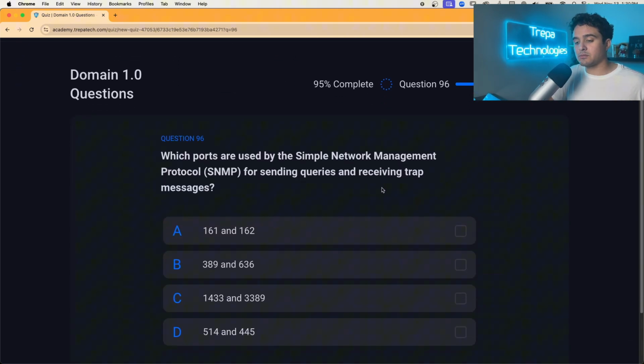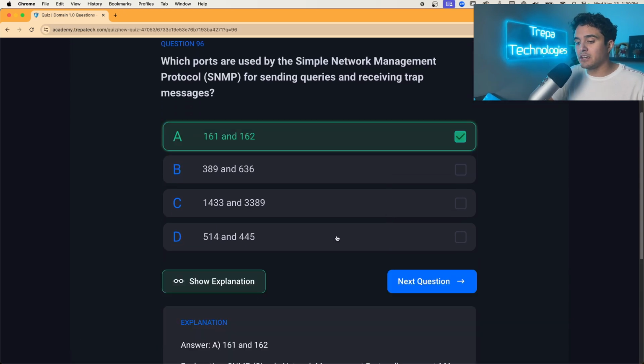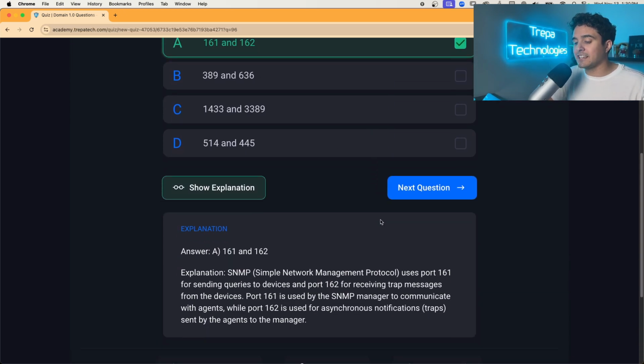Question 96. Which ports are used by the Simple Network Management Protocol for sending queries and receiving trap messages? So SNMP, right? What are the SNMP port numbers? That's going to be 161 and 162.